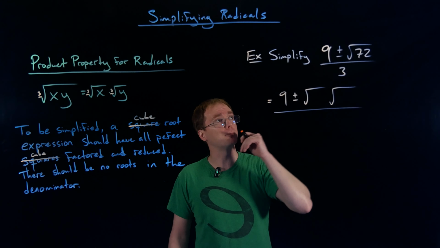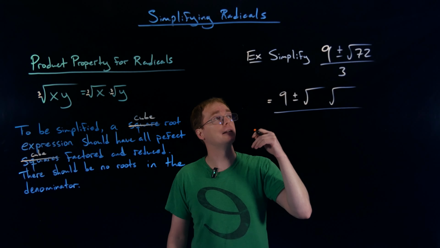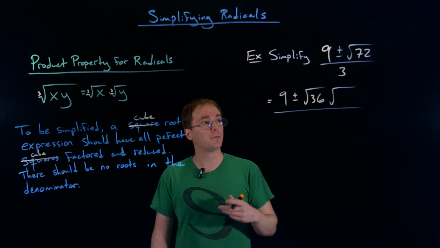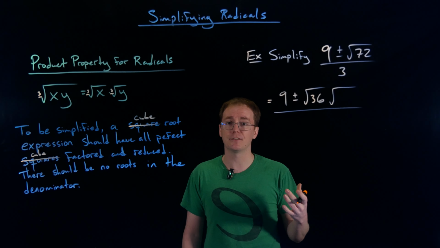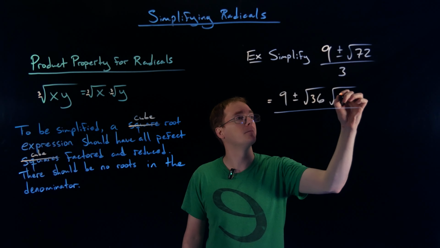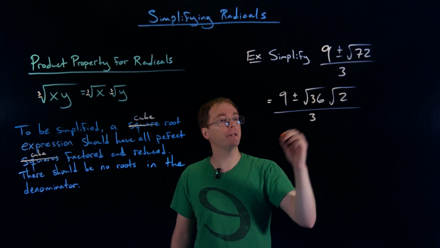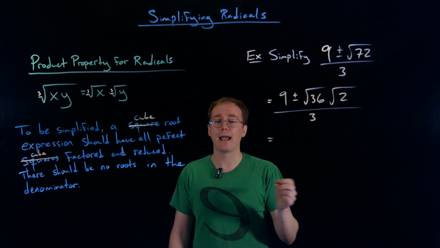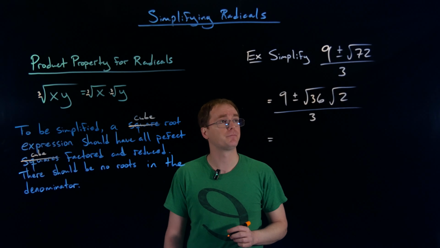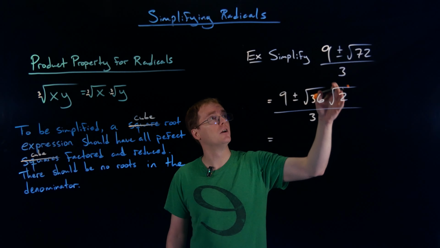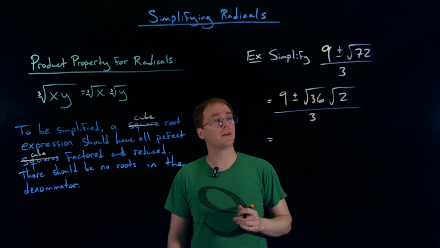And so what is the largest perfect square that 72 is divisible by? Well, that's going to be 36. And what do we have to multiply 36 by to get 72? Well, that'll be 2. And we can't forget about that factor of 3 in the denominator. We're going to have to be very careful with that as we progress through this problem. So going from our starting line to our next line, we've just broken apart our square root of 72.